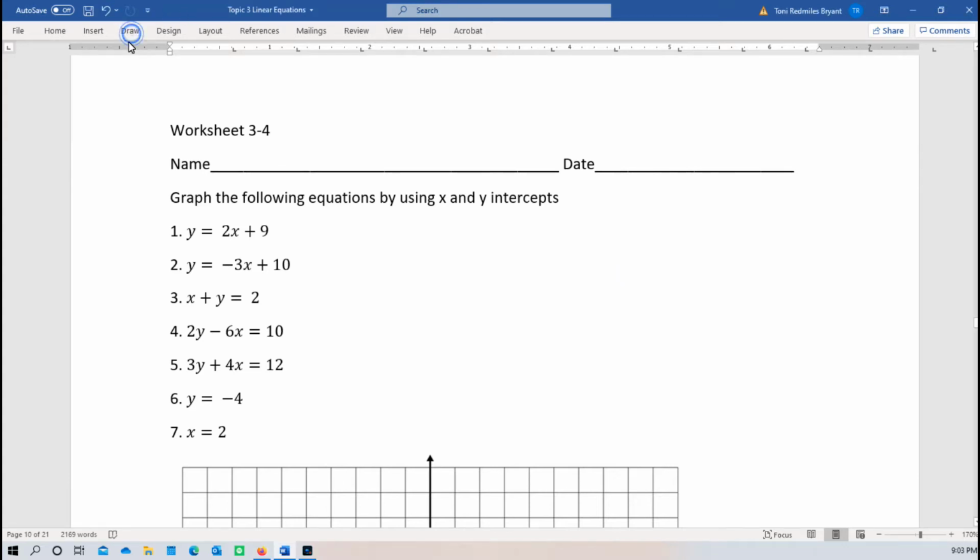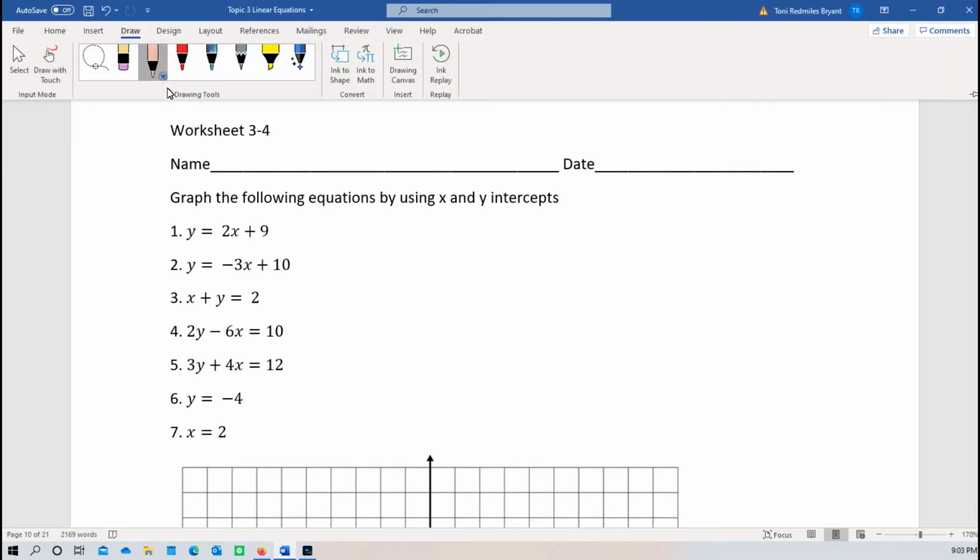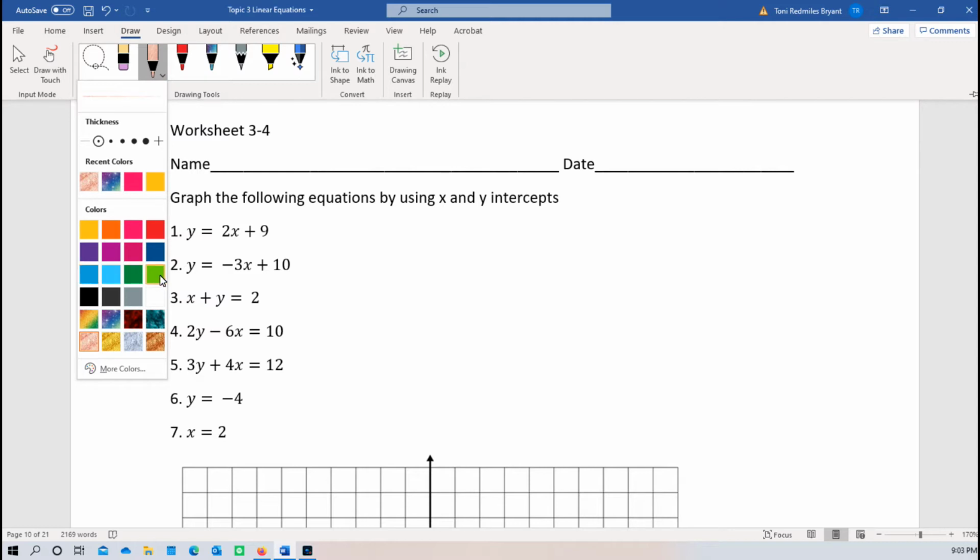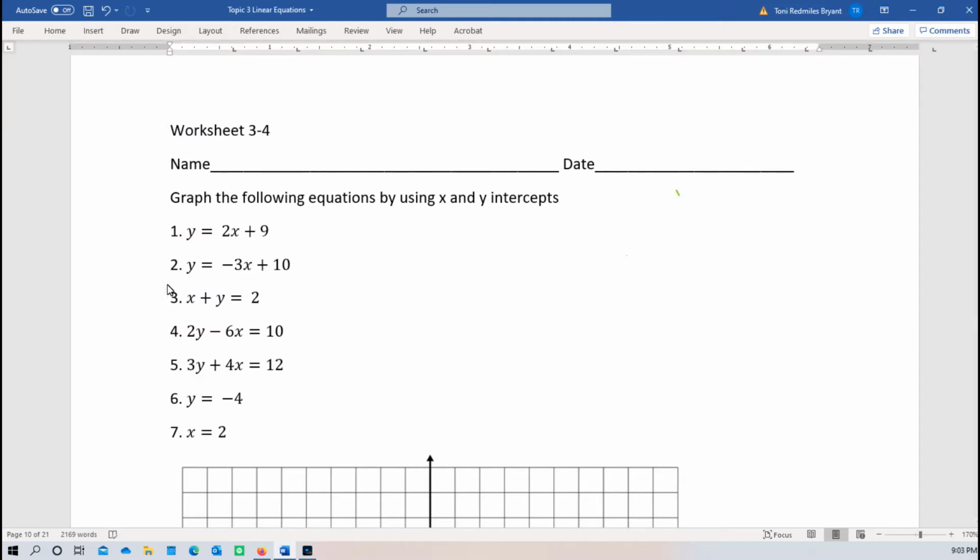All right, this is the last of the graphing worksheets. And in this one, we're going to do X and Y, which means we're always going to put 0 in for X and then 0 in for Y to find those two intercepts. And in this first one, I don't even have to do it.